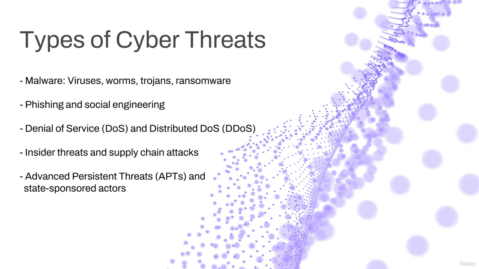Lastly, we look at advanced persistent threats, APTs, and state sponsored cyber attacks. APTs are long term, targeted attacks typically carried out by well resourced adversaries such as nation states or organized cybercriminal groups. These attackers infiltrate networks and remain undetected for extended periods, gathering intelligence, stealing data, or preparing for sabotage. Unlike typical cyber attacks, APTs are strategic, patient, and precise.